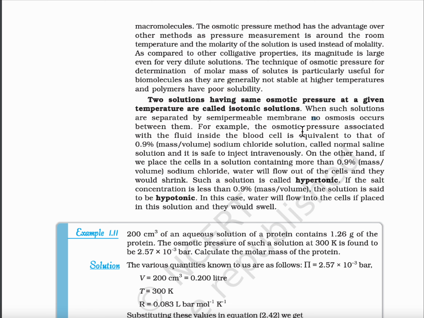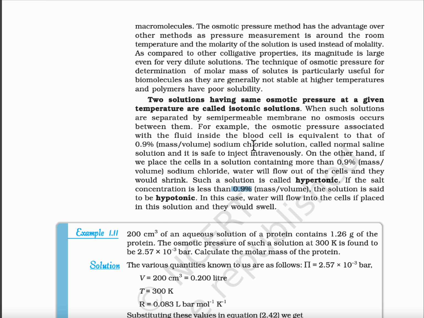For example, the osmotic pressure associated with the fluid inside the blood cell is equivalent to that of 0.9% mass by volume sodium chloride solution, called normal saline solution, and it is safe to inject intravenously. On the other hand, if we place the cells in a solution containing more than 0.9% mass by volume sodium chloride, water will flow out of the cells and they would shrink. Such a solution is called hypertonic. If the salt concentration is less than 0.9%, the solution is said to be hypotonic. In this case, water will flow into the cells and they would swell.